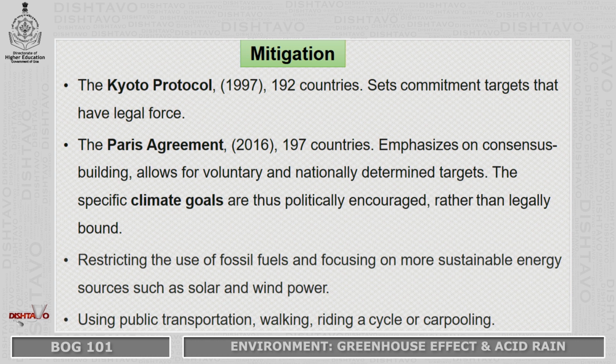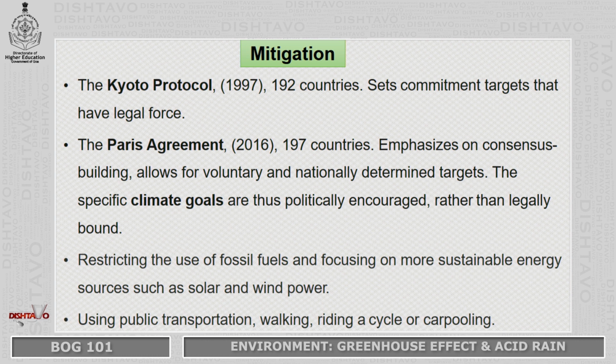So there is a political encouragement. Since politics today runs everything that we do and the way we live, over here the political will is generated by the Paris Agreement. So rather than forcing them legally that you have to do this, here we have the agreement that is agreed by all the countries. 197 countries of the world have come together. We will deal with these in the later modules, in the next units perhaps. So we are not going into the details of the Kyoto Protocol and Paris Agreement.